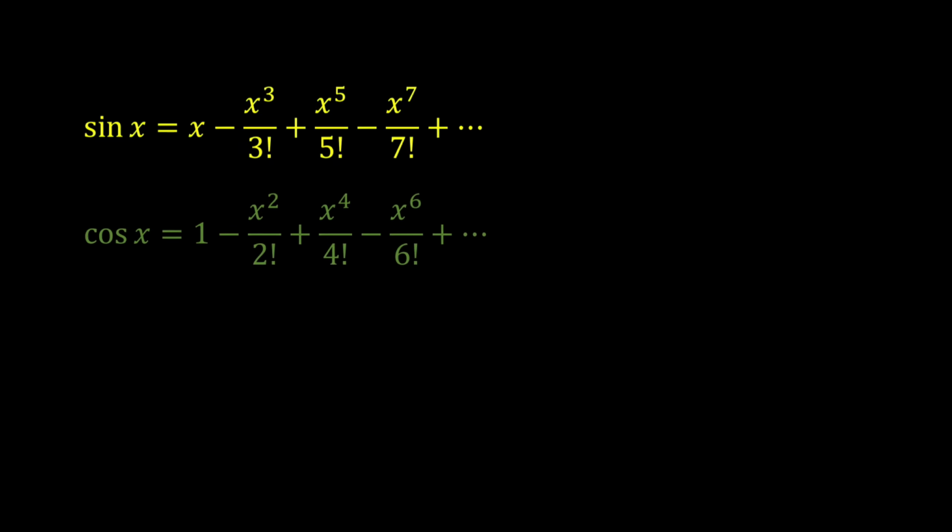We know that the series expansion of sin x is x minus x cubed by factorial 3 plus x power 5 by factorial 5 and so on. And the series expansion of cos x is 1 minus x square by factorial 2 plus x power 4 by factorial 4 and so on. So with the help of these two expansions, can we find the series expansion of tan x?